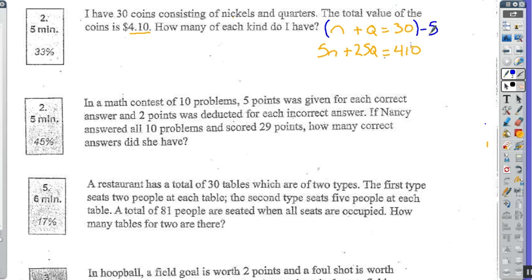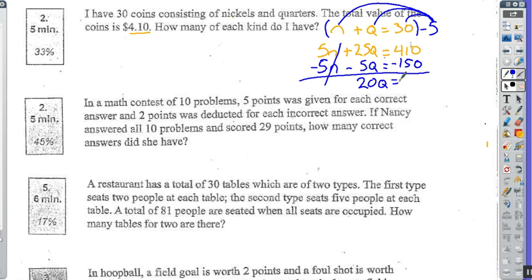Negative 5, sorry. So negative 5 times n is negative 5n. Negative 5 times q is negative 5q. And negative 5 times 30 is going to be negative 150. 5n minus 5n is 0, so that cancels out. 25q minus 5q is 20q. 410 minus 150 is going to be equal to 260. So 20 times some number is 260.